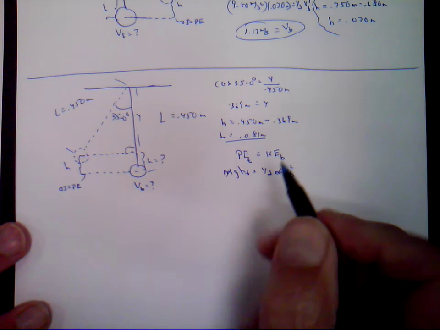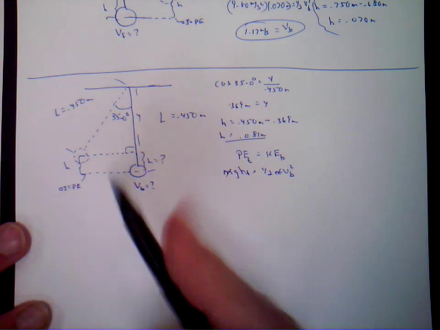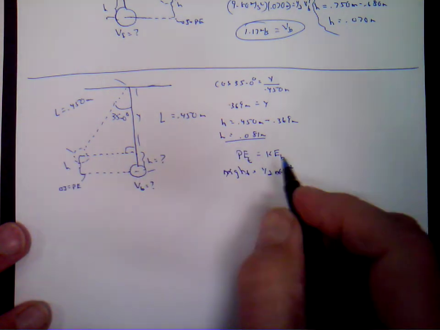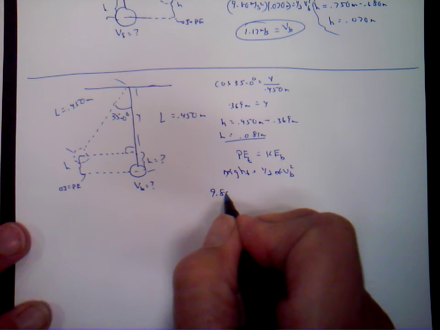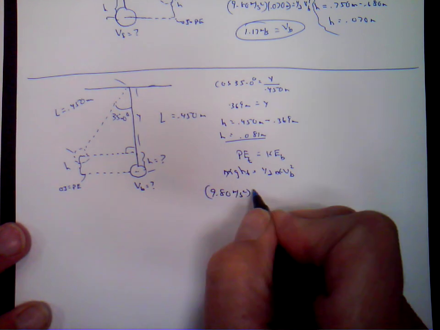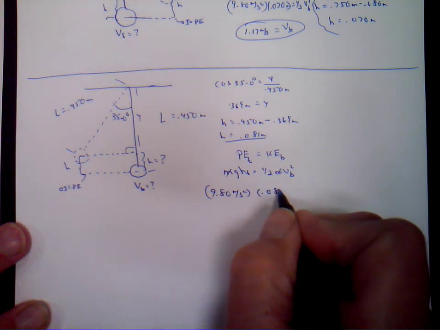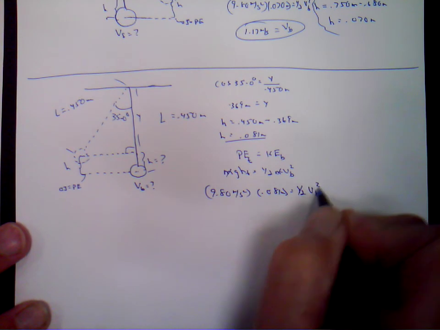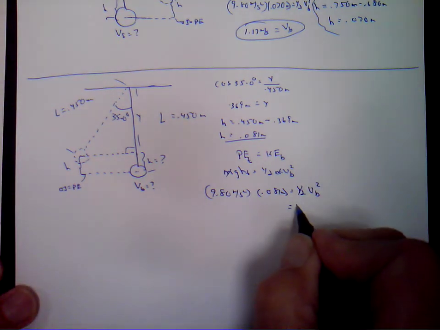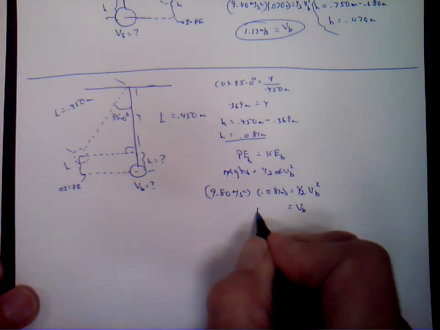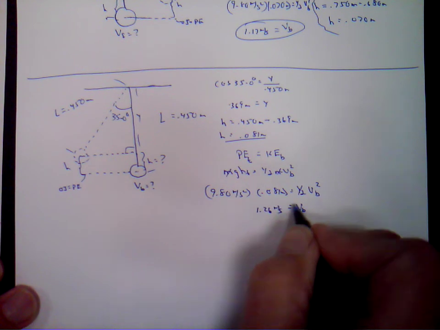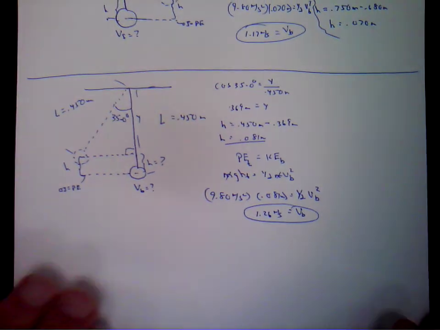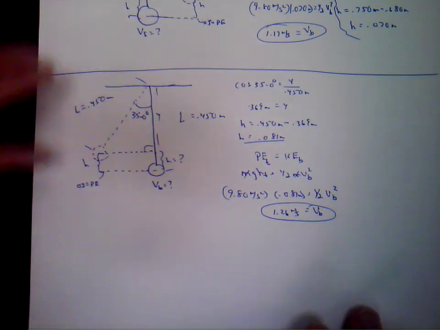The masses cancel. I didn't even give you the mass of the pendulum, so we hope it cancels, and it does mathematically. It's going to be 9.80 meters per second squared times the height, which is 0.081 meters, equals 1/2 times the velocity at the bottom squared. If you do that calculation, the velocity at the bottom should be 1.26 meters per second. So that's one type of problem.